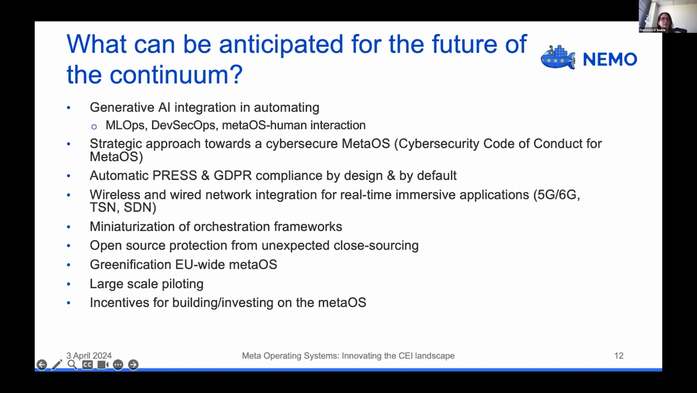Again, miniaturization of the orchestration frameworks in order to have integrated different types of devices, protection of open sourcing, because we have seen now unexpected closed sourcing for several well-known frameworks like Terraform or Redis. Greenification of EU-wide MetaOS infrastructure and technologies is another challenge. Large-scale piloting in order to ensure that these outcomes are actually feasible and valuable, and also provide at EU level incentives for building and investing on this MetaOS.